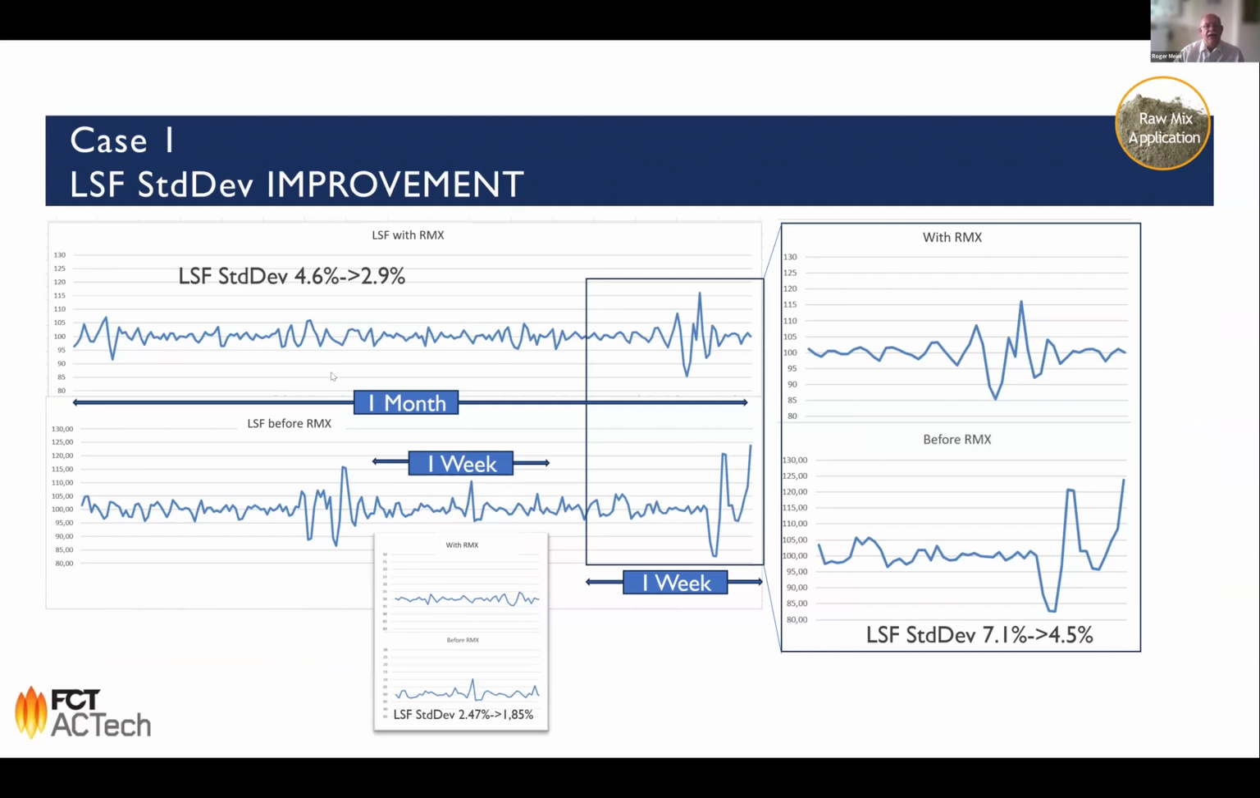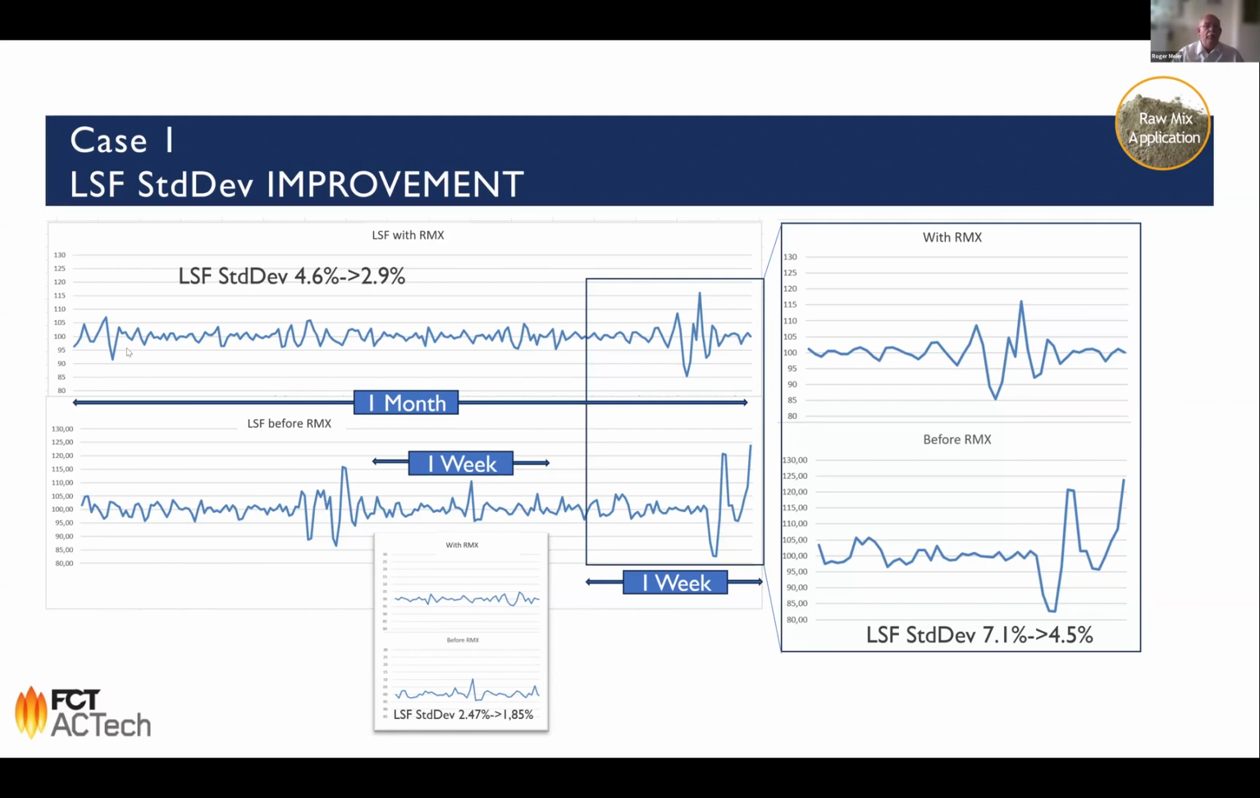Here we see two one-month data sets of the LSF. The upper one is when they use the RMX, and the lower one before they use the RMX. Of course, you don't see as many points as you would expect in this period, because to really compare apples with apples, we decided to compare our results only at the interval of the results they obtained in the lab, where they do one measurement every 3 or 4 hours. All the other measurements don't have a lab reference, and therefore we don't want to show them. We want to keep it simple, because the lab results are usually the golden standard.